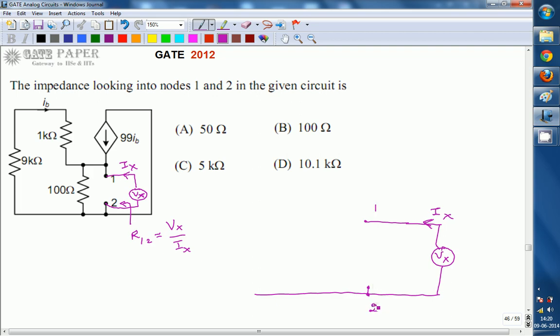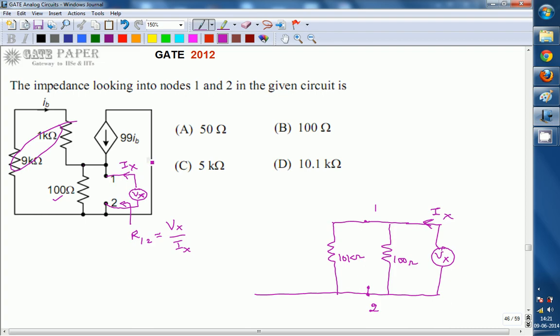Now connect all the other elements. Between 1 and 2 there is a resistor of 100 ohms, so first we consider this one. That 100 ohms is between 1 and 2. Next, there is 1 kilo ohm and 9 kilo ohms between 1 and 2, both in series. So instead of these two you can write a single resistor. Series resistances add, so the resistance is 9 kilo ohms plus 1 kilo ohm, which is 10 kilo ohms between 1 and 2.